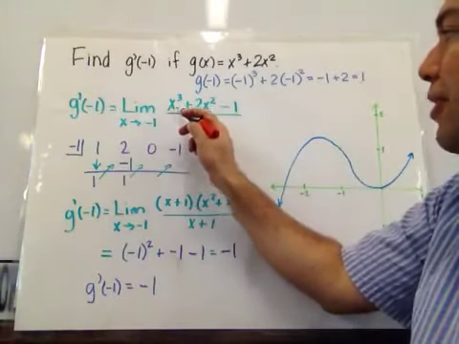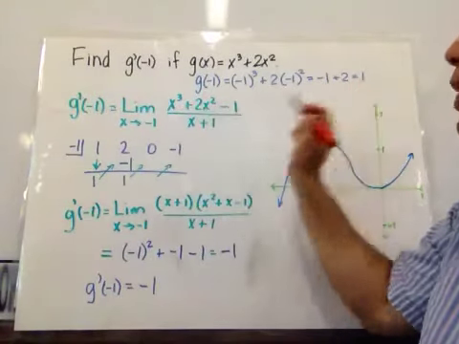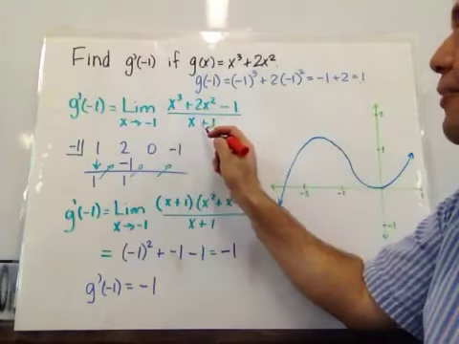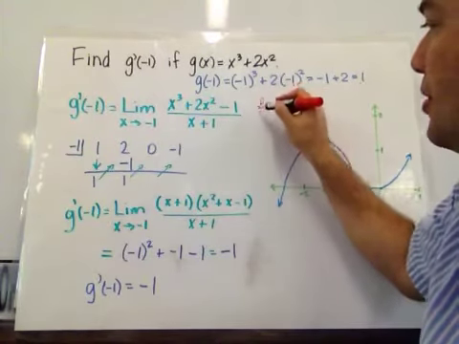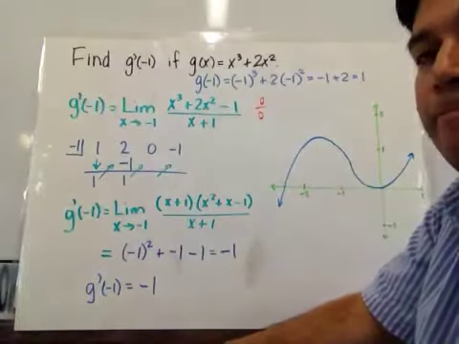Substituting, this of course is 1, we have it there, minus 1 over negative 1 plus 1, it's 0 over 0. So again, you have to work it.